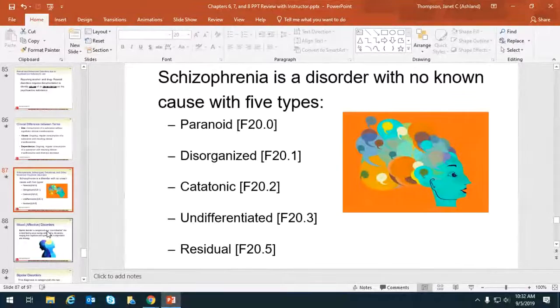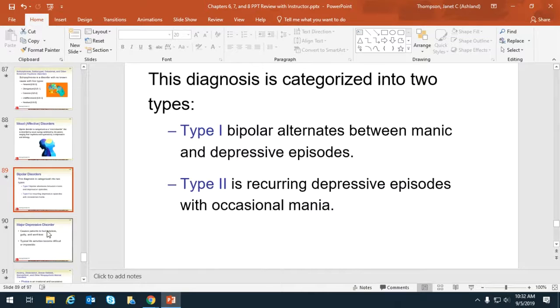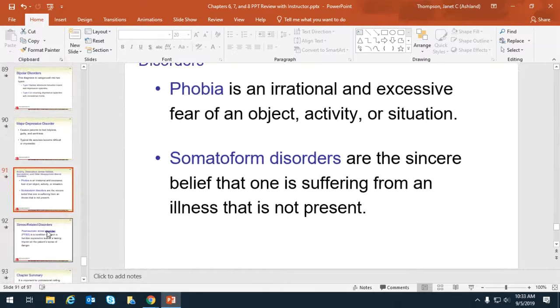Schizophrenia codes are 5 different types. And bipolar disorder is also known as a mood disorder for exhibiting acute mood swings, going from euphoria to depression in the span of a day or even a few hours. So there are 2 types of bipolar disorder, type 1 and type 2. There is a good video in our folder for this week about OCD and decreasing the stigma of mental illness.